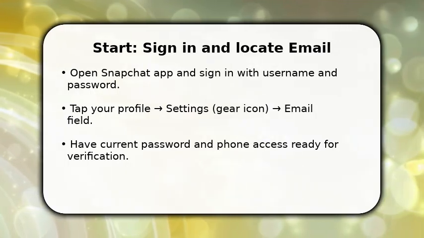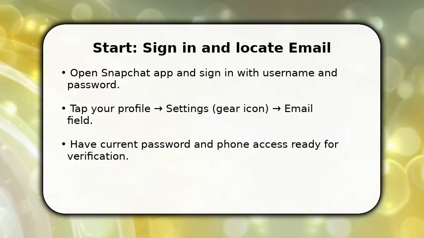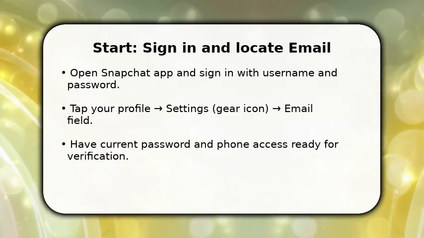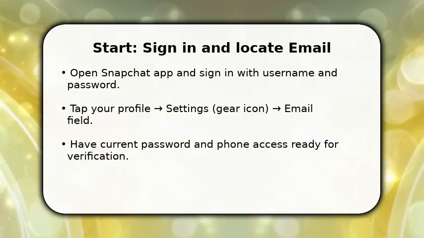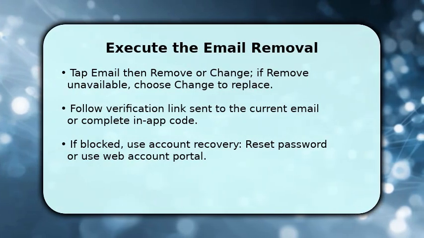Once you've authenticated, tap the email field to begin removal or replacement. This starts the change process and prevents losing access to your account. You proceed by tapping Remove. If Snapchat forces a replacement, choose Change and enter a new email you control.